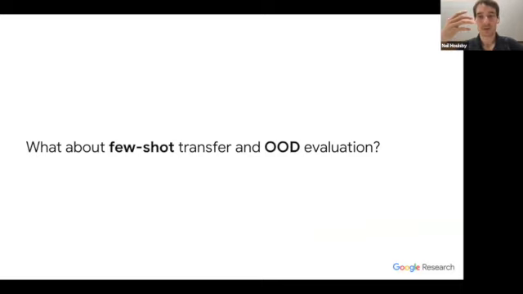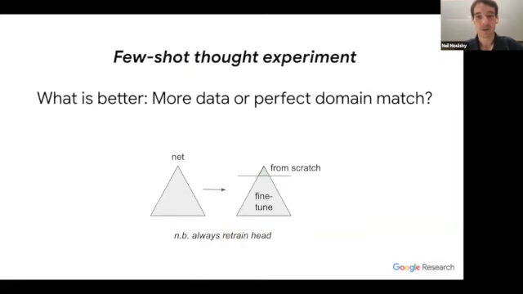So this was transferred to a medium number of examples, let's say 1,000. What about the really few shot regime? And what about evaluation on out of distribution data? Here is a thought experiment for the few shot regime. And the question is, and I want people to pre-register their hypotheses here: what is more important, to have more data or a perfect domain match?